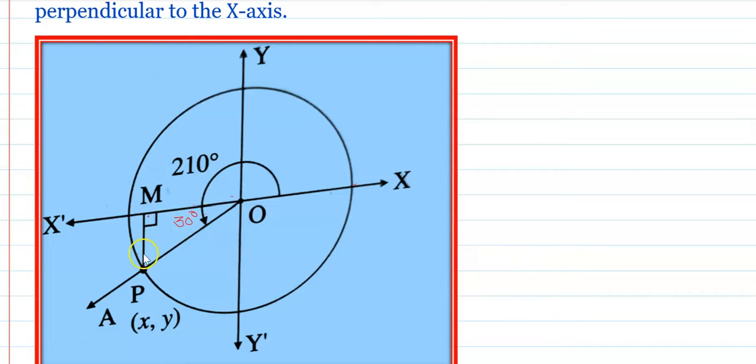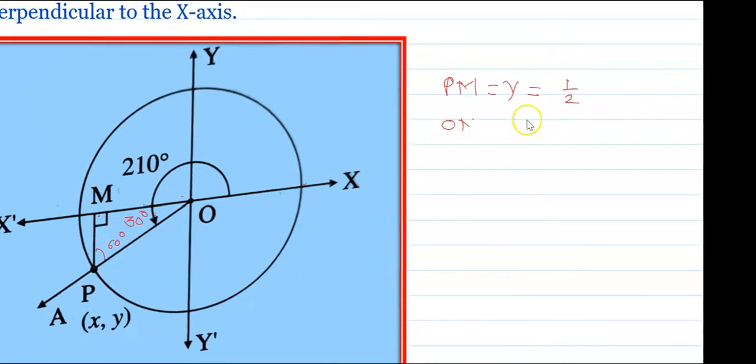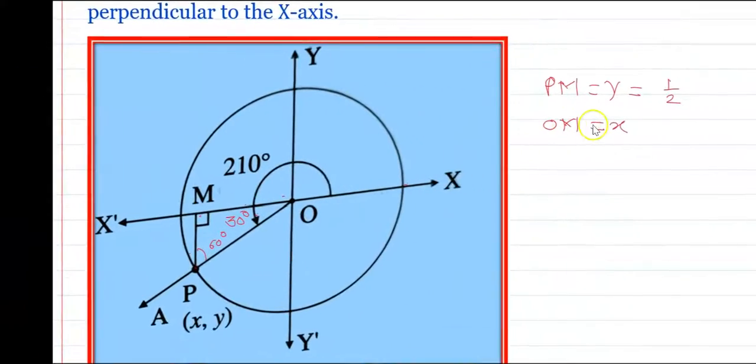This is 90 degree, and therefore measure of this angle is equals to 60 degree. Now again the side opposite to angle 30 degrees is half of the hypotenuse. Therefore PM is equals to y distance, and that is equals to 1 upon 2. And what about the OM distance? OM distance is equals to x.